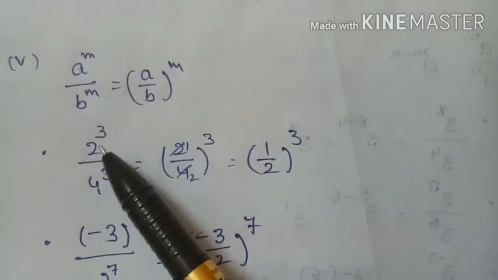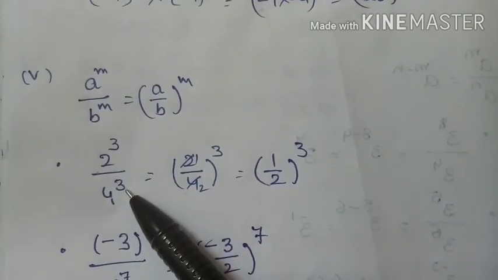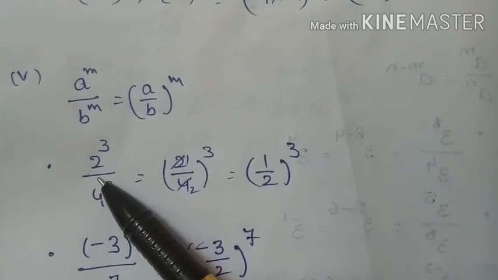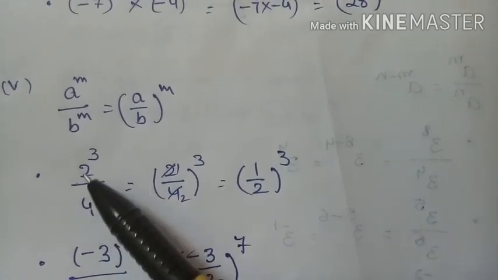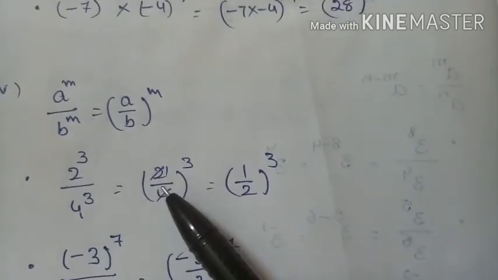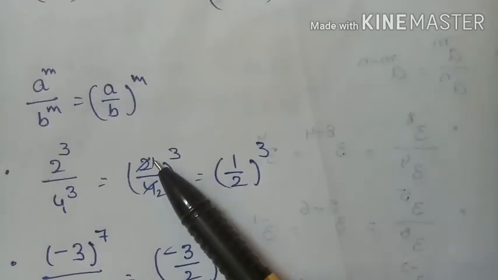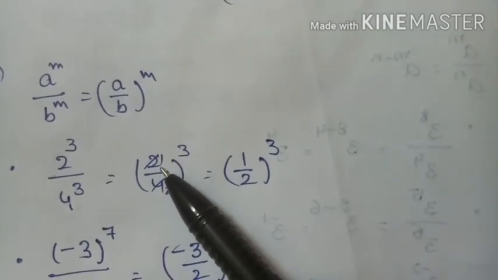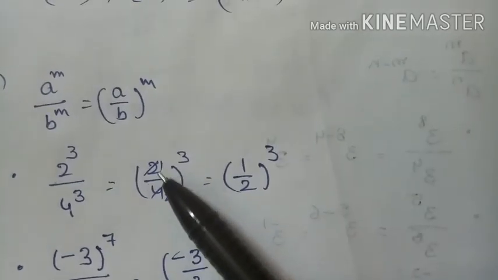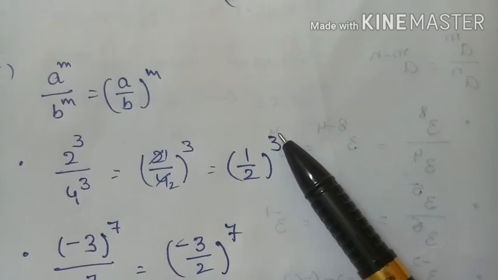So example, 2 power of 3 by 4 power of 3. Powers are equal, but bases are different and it is in division. So simply a by b, that is 2 by 4 whole to the power of 3. If it is possible to calculate, we should divide. That means 2 1s are 2, 2 2s are 4. That is 1 by 2 whole to the power of 3.